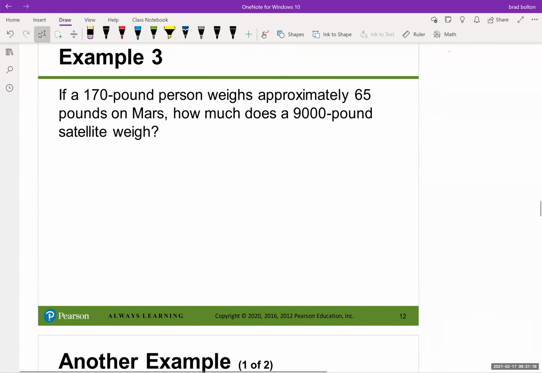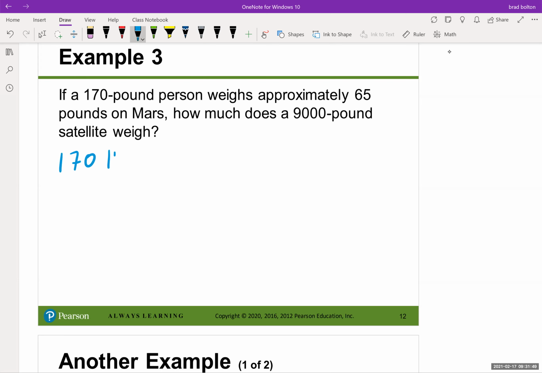So let's look at this. A 170-pound person weighs approximately 65 pounds on Mars. How much does a 9,000-pound satellite weigh? Okay, so let's take a look at that. Let's write it as they have it. There are a lot of ways you could do it. You could do the pounds on Earth versus the pounds on Mars. So I'm going to do it that way first.